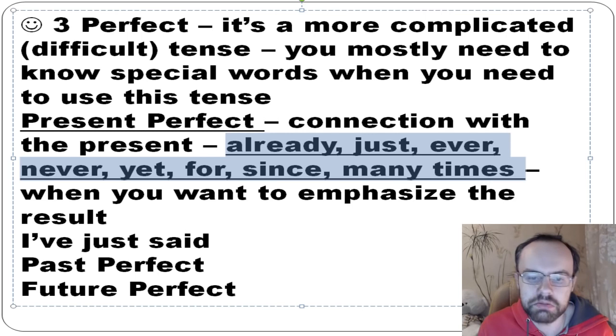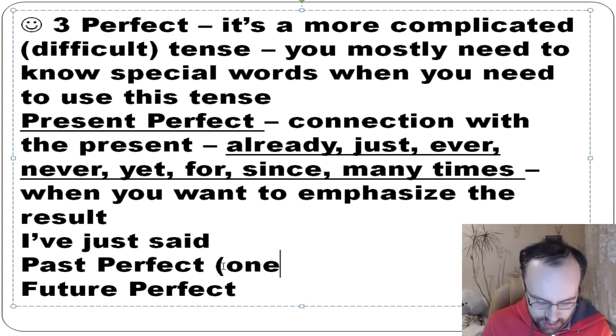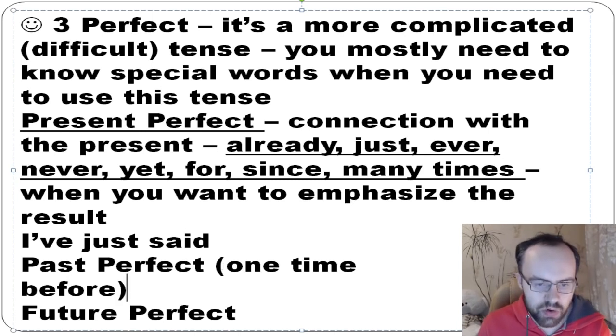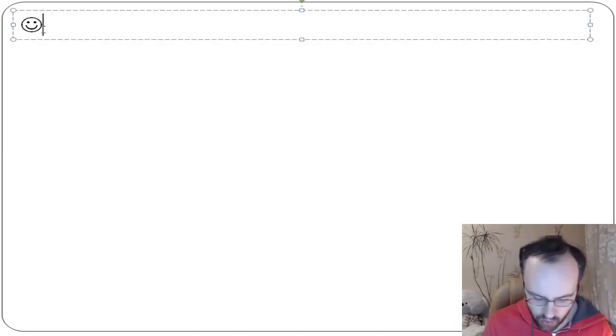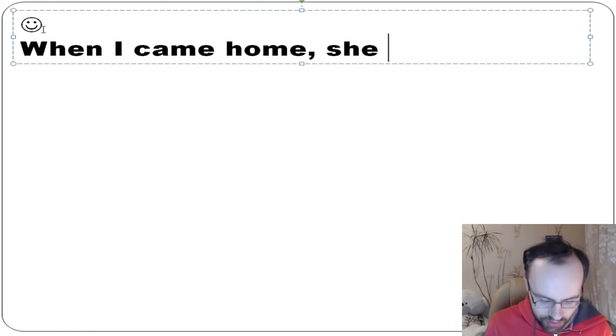And we look at past perfect. So we also use it with such words as already. So it's a very common word for past perfect. But the idea is that this tense is one time before. For example, we need more space. So when I came home, she had already left.